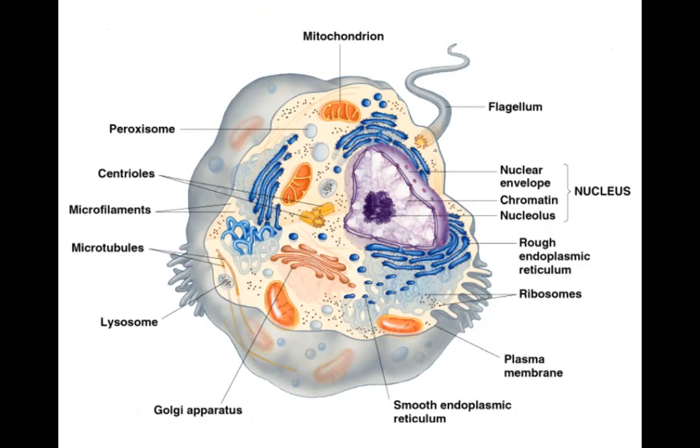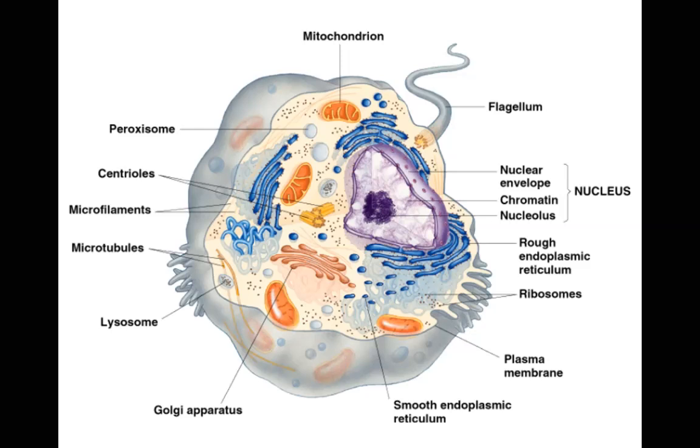Now, if we move on to eukaryotes, we typically separate them into two primary categories. Yes, I know there are four. We have our plants, animals, but we also have fungi and protists. We're going to focus primarily on plants and animals.